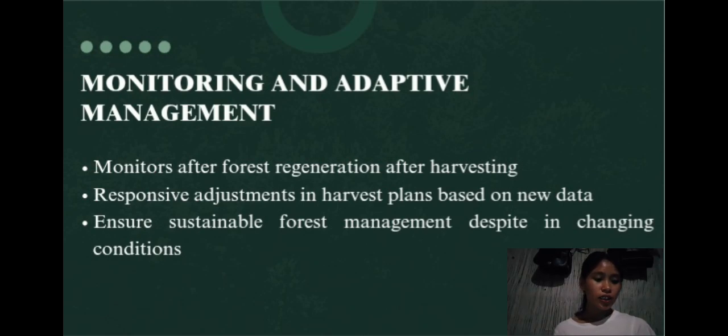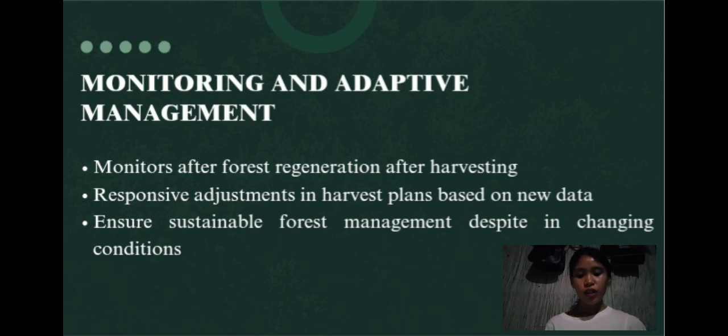And we have the monitoring and adaptive management. So, it monitors forest regeneration after harvesting. Ito yung regular na pagsusuri ng forest growth pagkatapos ng harvesting, and dito malalaman whether the ecosystem is recovering and yung harvesting is sustainable ba. And responsive adjustment in harvest plans based on new data.